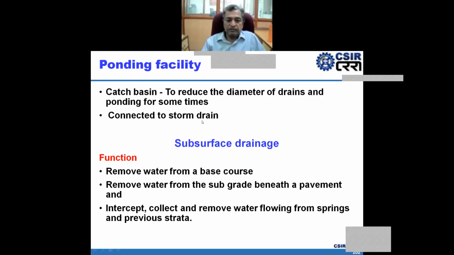Surface drainage removes water from the base course and from the subgrade beneath a pavement layer, and intercepts and collects water flowing from springs and pervious strata.